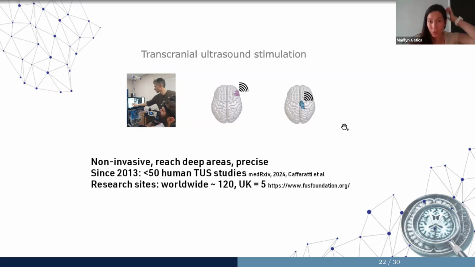Okay. So, with that, we move to the transcranial ultrasound stimulation, and this is part of the work that Cyril and Mo did, the experiment in human participants at the University of Nottingham. So this work is part of the group of Professor Marcus Kaiser. And in this case, we are truly interested in this type of stimulation because it's new. Since 2013, there have been fewer than 50 experiments. There are around 120 centers worldwide doing this type of experiment, and in the UK only 5. So we are doing some of them, and that is really cool for us too.